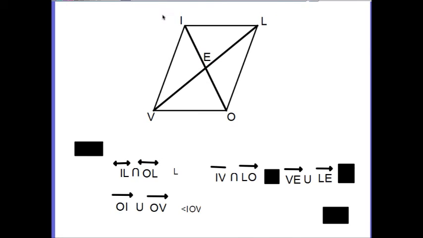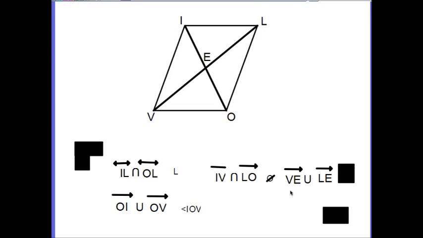So here I go. Segment IV is going to start at I and end at V. Now we want its intersection with ray LO. It starts at L and goes towards O forever. Now, we're looking for its intersection. Do they intersect? They don't. So what we'd say is it's the empty set, or no solution. So that one's kind of a trick one. Let's do our next one.